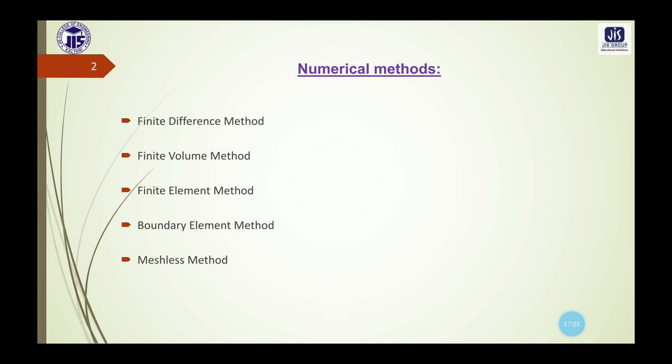Now let us discuss the finite element method. It has been discussed earlier that the finite element method is actually a numerical method or numerical technique to find the approximate solution of partial differential equations. Using this numerical method, we solve several problems of engineering and mathematical physics.